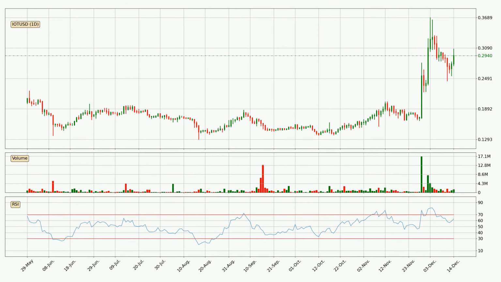Looking at the daily relative strength index, the current daily RSI is at 63, so there are currently no signs of the crypto being overbought or oversold.